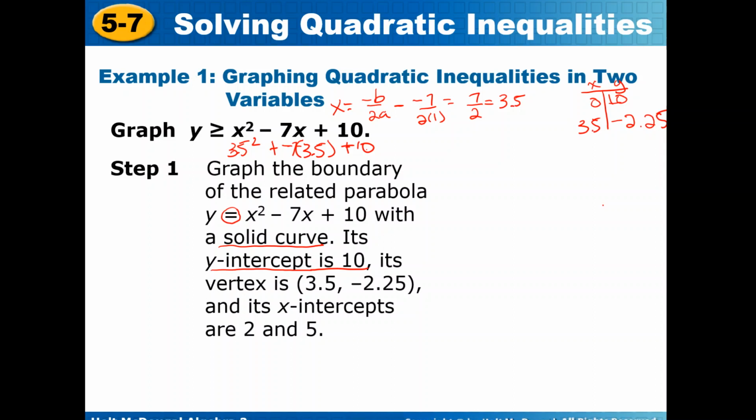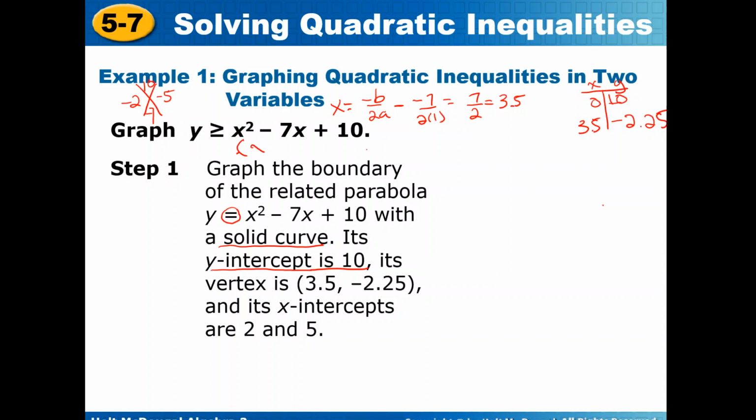Now we have the y-intercept, we have the vertex, and all we have to do is find the x-intercepts. How do we find the x-intercepts? Well, factor. That's the easiest way to do it first. So always think about factoring. Can you think of two numbers that multiply together to get positive 10 and add together to get negative 7? Well, I know that negative 2 times negative 5 multiplied together gives me a positive 10, and added together gives me a negative 7.